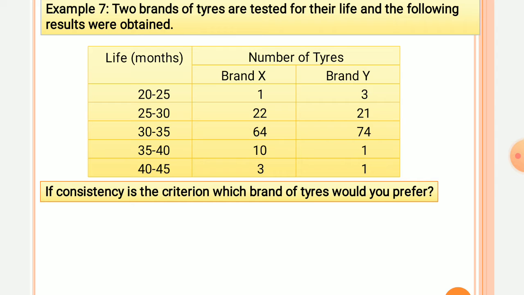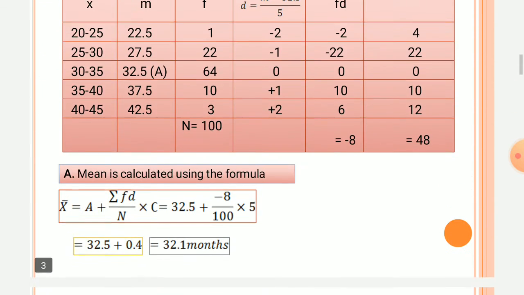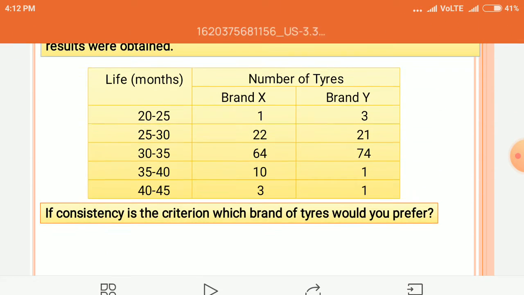So separately we have to compute the values of coefficient of variation, and we have to interpret the result after calculating CV for both brand X and brand Y. And we have to suggest which type of tire is better, or preferred, based on the consistency. And here, tire brand X.